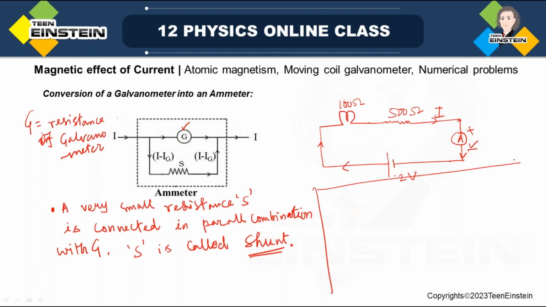Now look, what should be the value of the shunt? You have made the galvanometer, so you know the galvanometer parameters. That means you know how much current Ig, the current through the galvanometer. I'll tell you how you should take this current through the galvanometer.